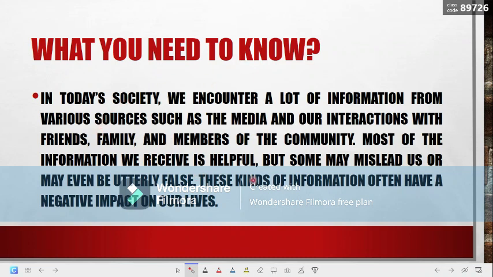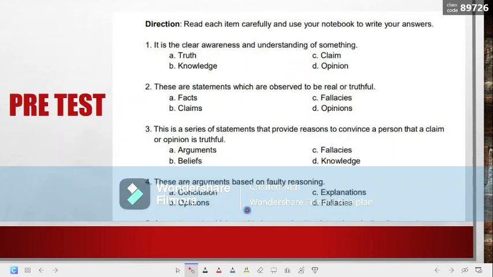Now, in today's society, we encounter a lot of information from various sources such as the media and our interactions with friends, family, and members of the community. Most of the information we receive is helpful, but some may mislead us or it may even be utterly false. These kinds of information often have a negative impact on our lives.